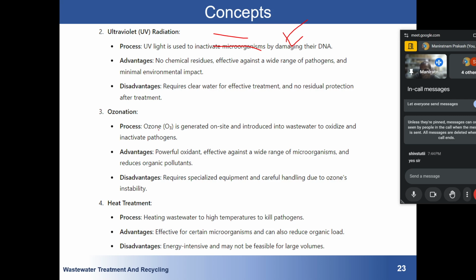Then we have ozone, which is generated on site and introduced in water to oxidize and inactivate pathogens. It is a powerful oxidant, effective against a wide range of microorganisms, but requires specialized equipment. So you can see that if you keep your water for a longer time after treatment, again there will be some contaminants, and UV and ozone will not make sure of any future prevention of contamination. Then we have heat treatment. We all know that people generally suggest that we should drink water after heating. This is just to make sure that all pathogens are killed at high temperature.